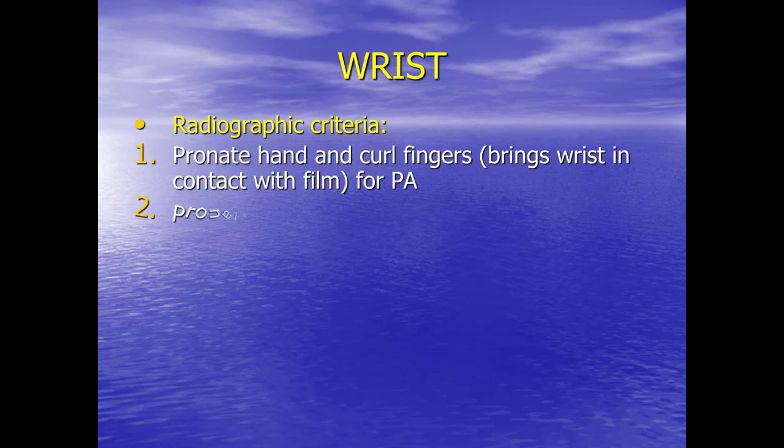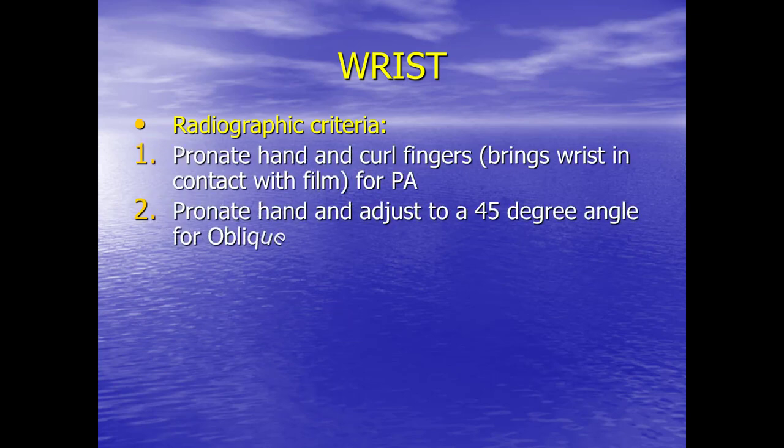For the wrist, pronate the hand, have them sit at the end of the table. Place their hand up onto the tabletop. You can use a 10 by 12 or a 14 by 17 digital plate. Pronate their hand, and you're also going to curl the fingers.